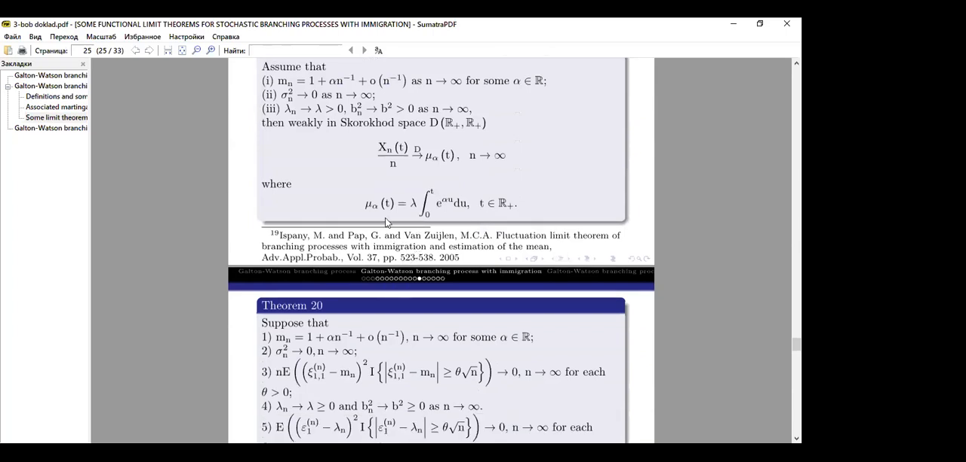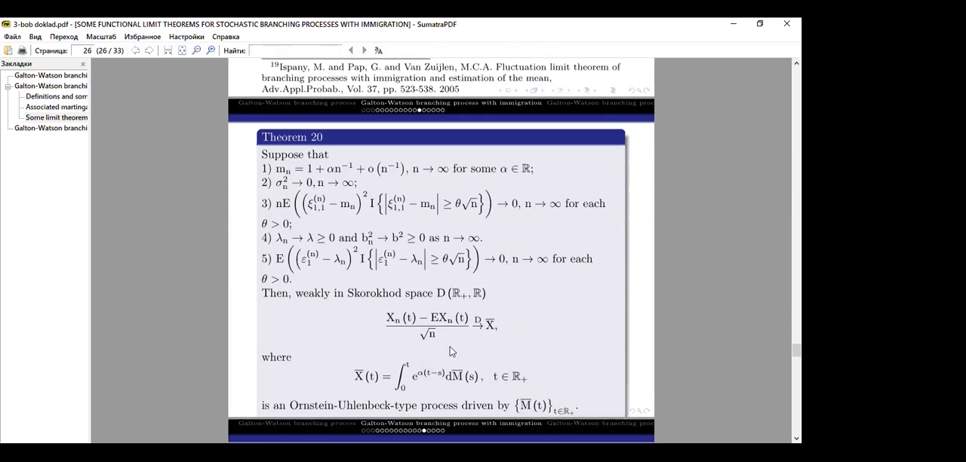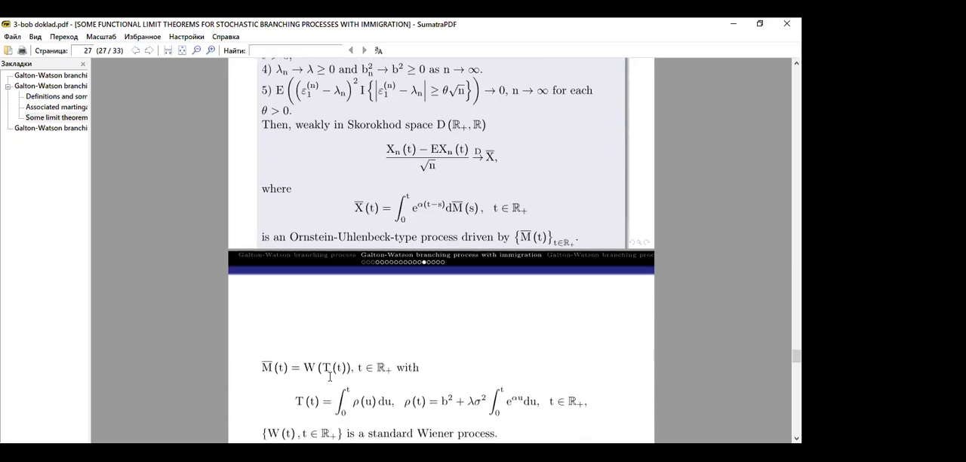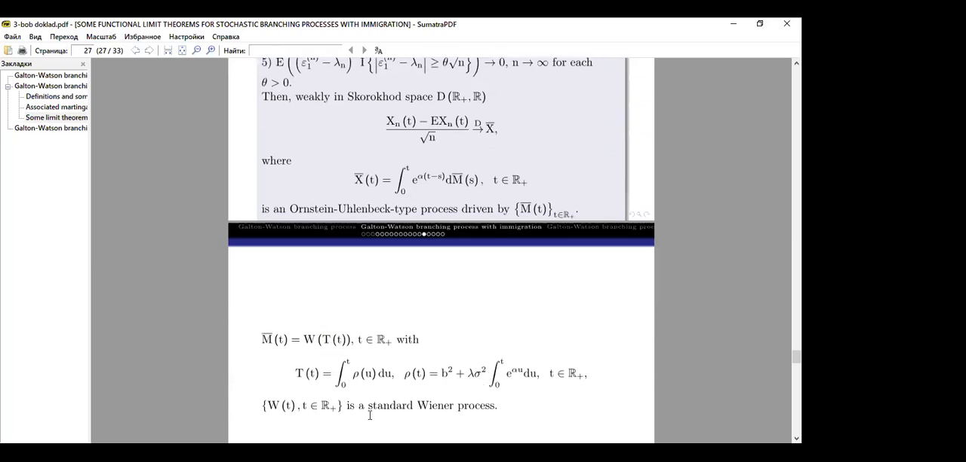The following theorem is also proved in this paper by Ispány, Pap, and Van Zuijlen. They consider a fluctuation limit theorem for branching processes with immigration. Under the five conditions, we have this convergence, where the limiting process is an Ornstein-Uhlenbeck type process driven by MT, the sequence of MTs. Here MT is defined by the following. This is a time-changed Wiener process, and T is defined as follows, and RT as follows. Here WT is a standard Wiener process. MT is a Gaussian martingale.